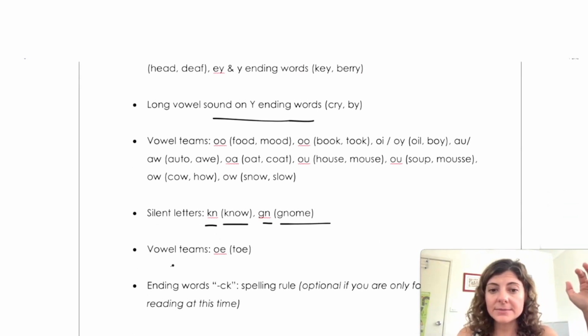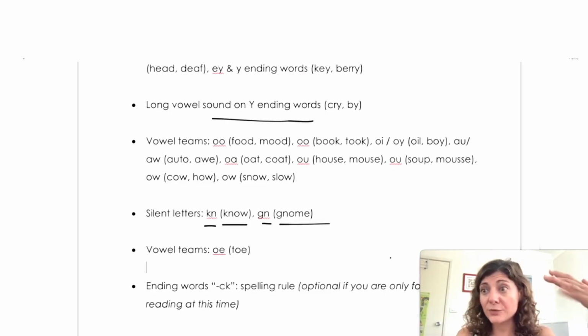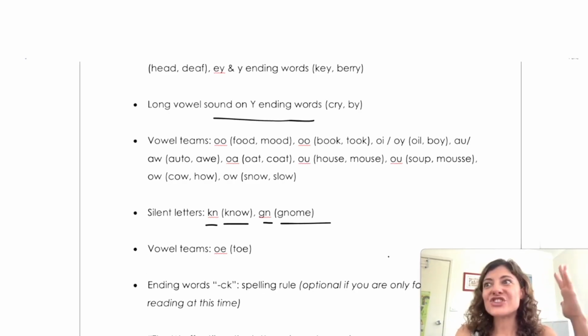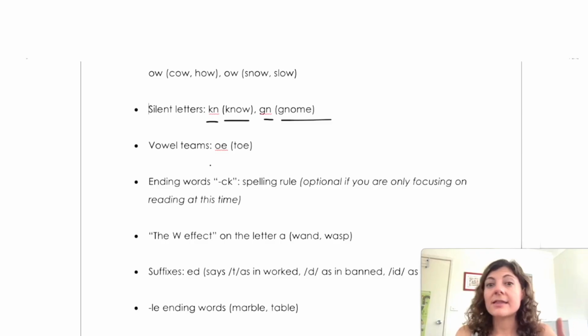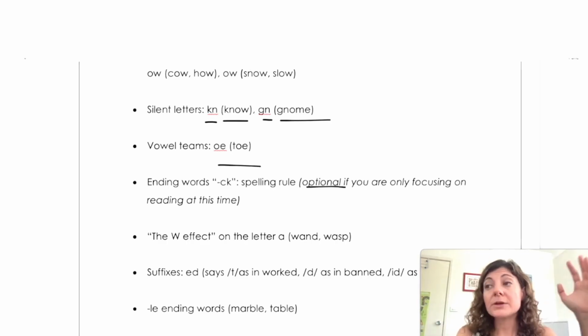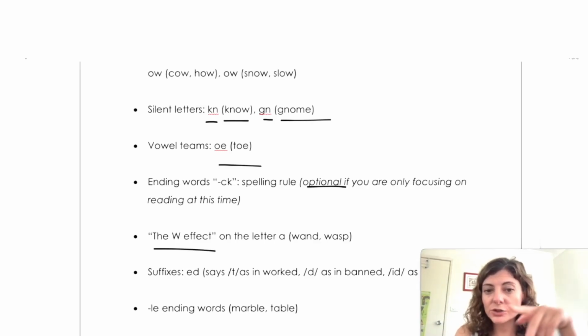More vowel themes. Maybe the concepts that we're going to see from here are more for second grade or even third grade, but again, adjust these to your child's or student's needs. Okay, so what is next? The OE vowel theme, words ending in CK. It could be a good time to introduce and explain this spelling rule, even though I say here optional, because I know this sequence could be used by many people that only want to focus on reading at this particular time. Then we have the W effect on the letter A.